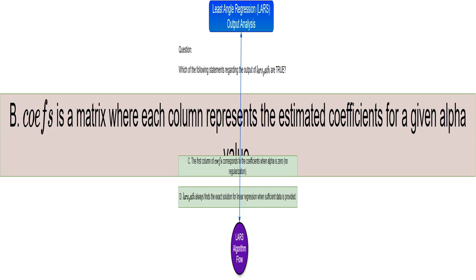This statement describes the structure of the *cofs output. The statement says that each column corresponds to one alpha value. I'll confirm if this column-wise organization of coefficients is correct. Each column contains coefficients associated with a particular regularization strength.